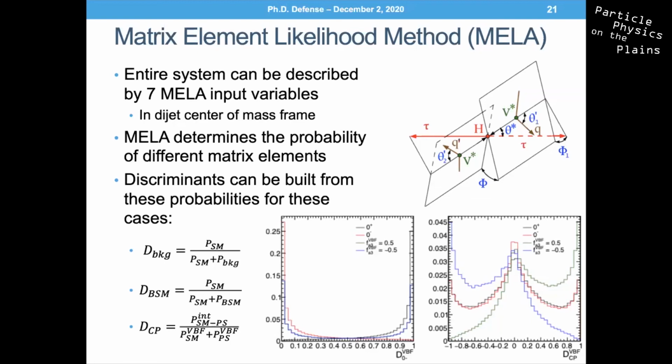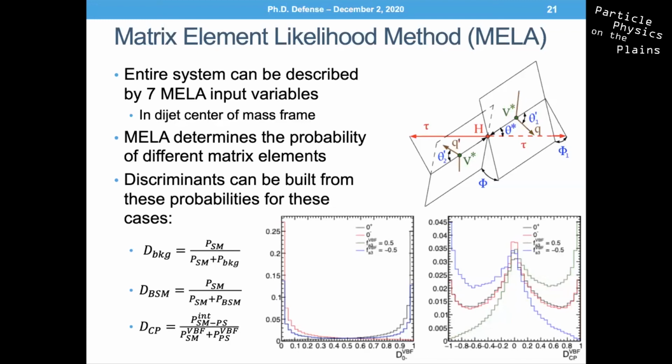And you can build discriminants of this type to separate your signal, different signal processes where you can write down the full matrix element. And then the last kind of discriminant we can build is this discriminant that's sensitive to the interference between standard model and beyond the standard model signals.